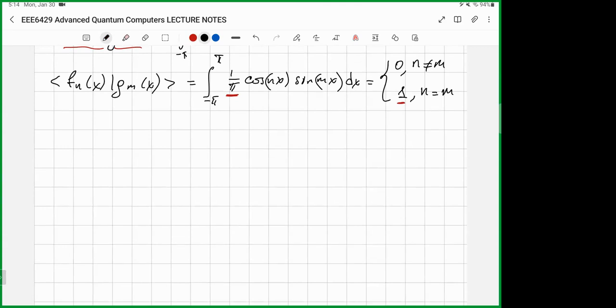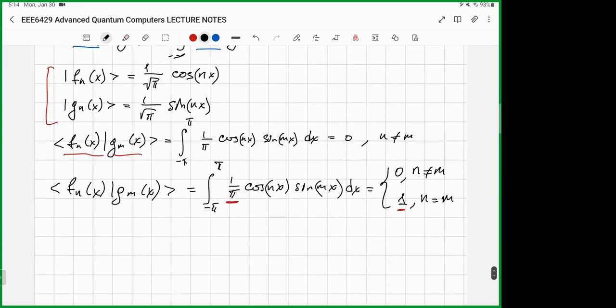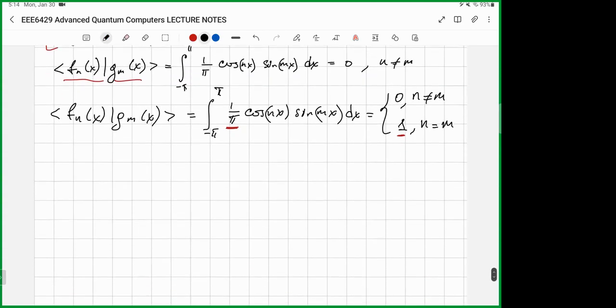And so, let me see. We denoted g as sine and f as cosine.